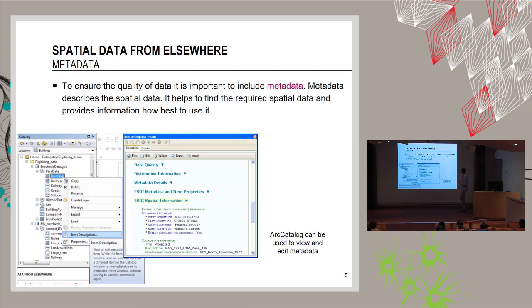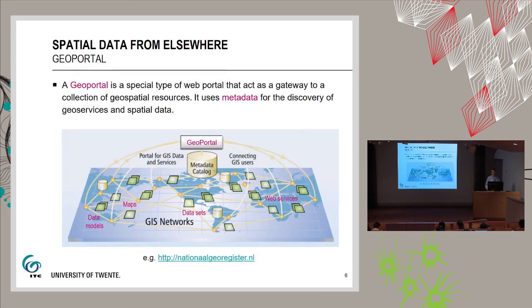This metadata is also important when you search for data in a so-called geoportal. Don't know if you know what a geoportal is, but there are many geoportals available at different levels: national level, even international level or organizational level. A geoportal is a special type of web portal that acts as a gateway to a collection of spatial data. So in fact you can search for data. But of course, if you like to use a geoportal, you need metadata. Otherwise, you cannot search. The whole search engine of this geoportal is all based on metadata.